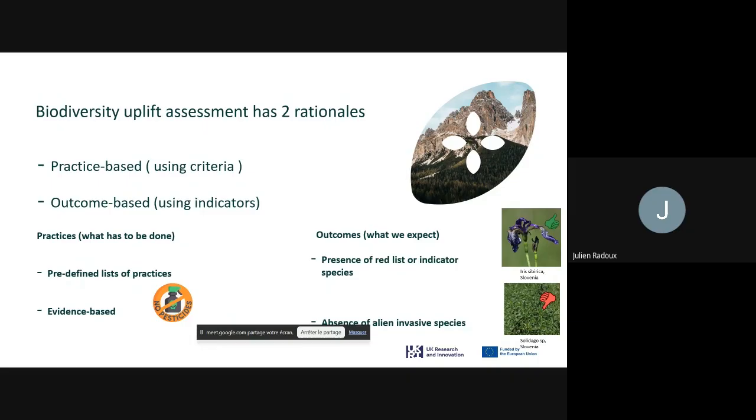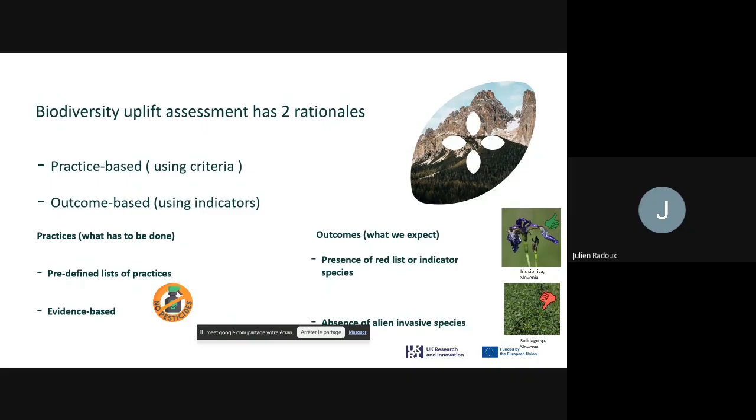Of course, outcomes also need to be maintained in some cases, and the conservation of biodiversity also has a cost in some cases. So we need to take that into account when we do the assessment of biodiversity uplift: the cost of maintaining biodiversity is not to be neglected.